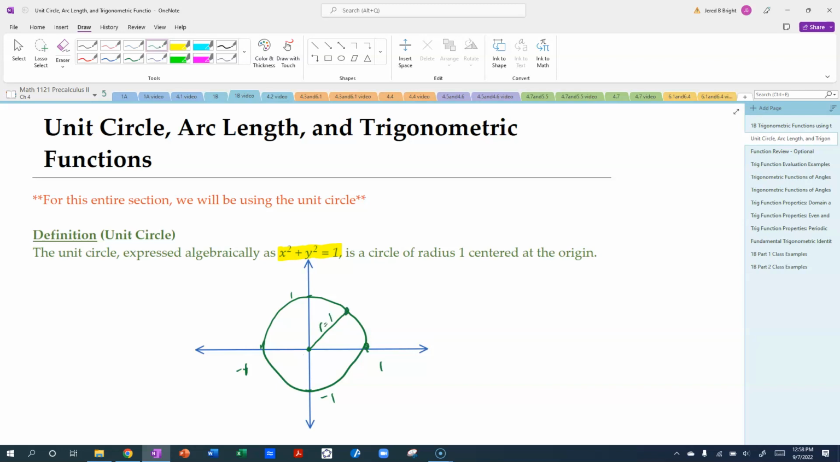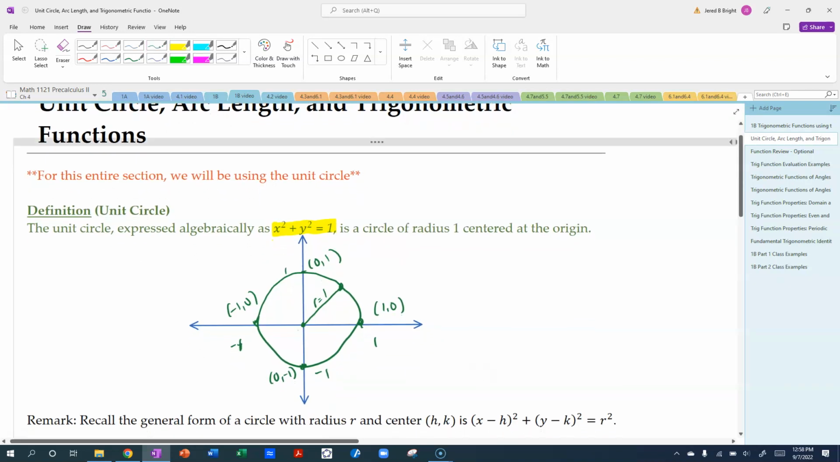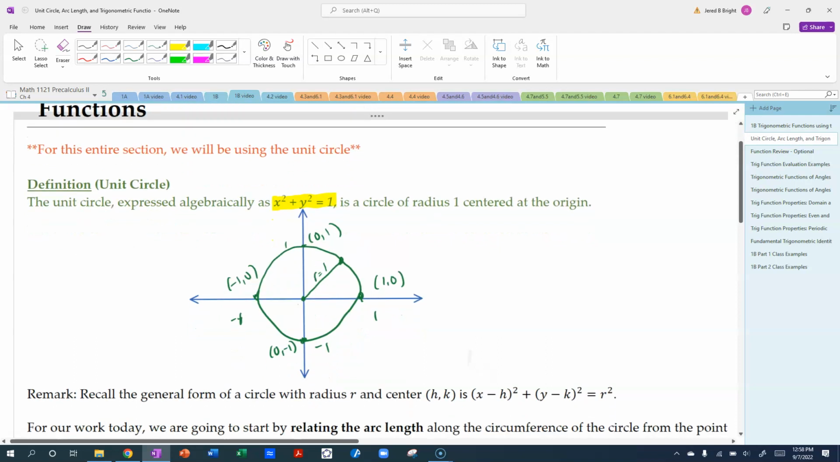And I can talk about the unit circle intersecting the points (1, 0), (0, 1), (-1, 0), and (0, -1). And again, if your drawing isn't a perfect circle like mine, it's okay. Just make sure to label the points on the circle. Okay, so there we are. We have the unit circle. We're going to be doing a lot of work with this.